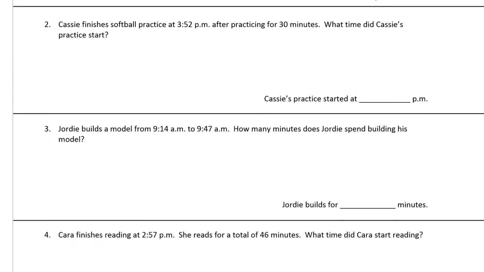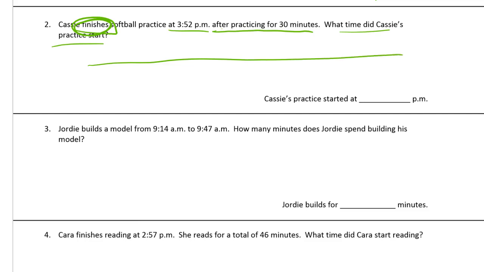Cassie finishes softball practice at 3:52 p.m. after practicing for 30 minutes. So we got to kind of turn on a time machine here and go back in time to figure out what time she started. So we could draw a timeline here. And you could have done this. You could draw a timeline for the first problem too. Right?